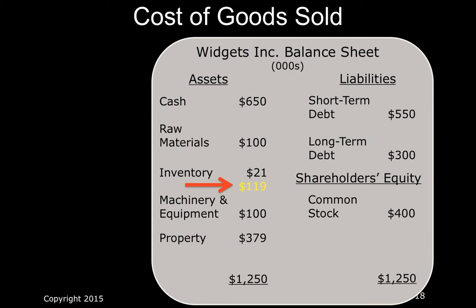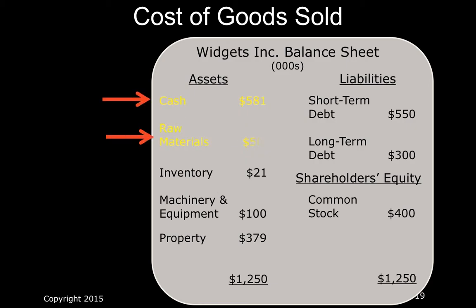Here, we will assume that the $119 represents $50 of raw materials and $69 paid to employees out of the company's cash. These amounts are deducted from the raw materials and cash entries. You should recognize this as double entry bookkeeping at work. Here is our revised balance sheet.